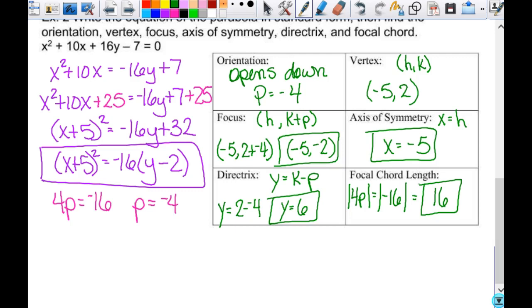Fantastic. Did you know about satellite dishes and flashlights? Yes or no? Some people know. Okay, so we at least learned something today.